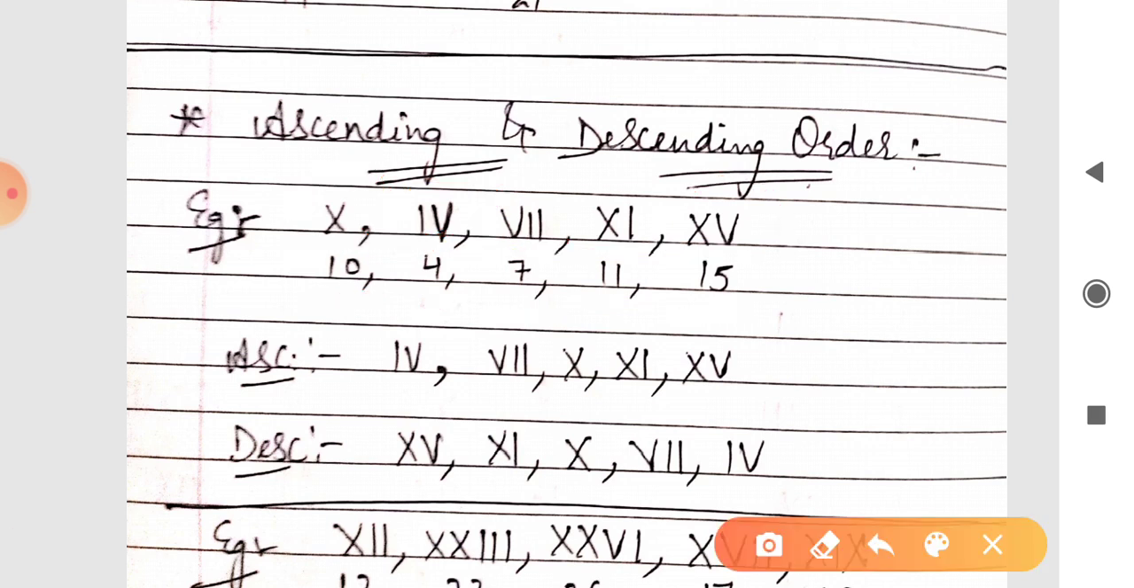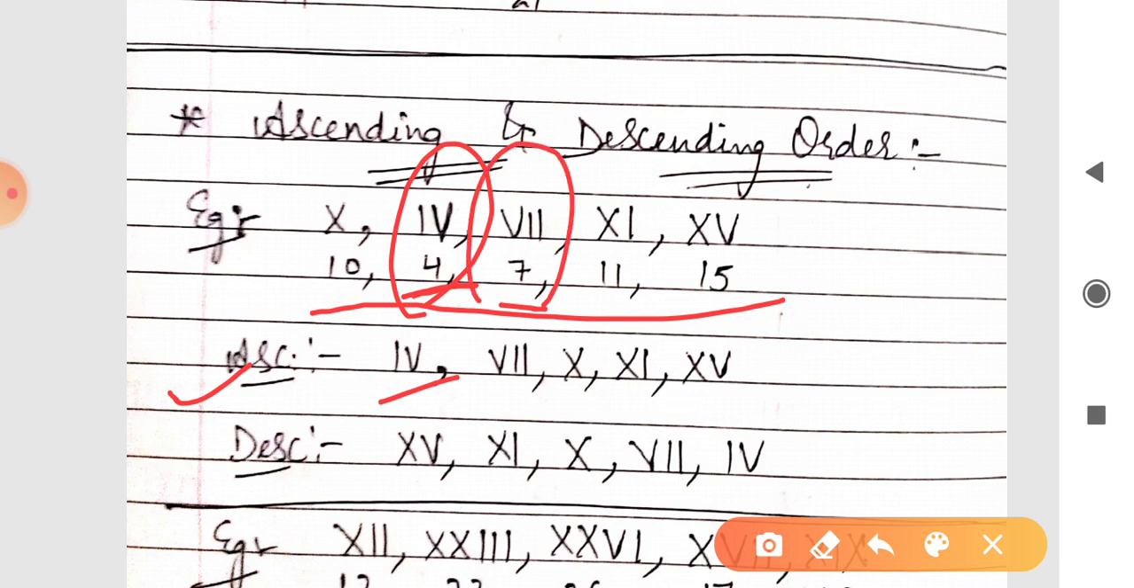Now you will arrange these numbers in ascending and descending order. In ascending order, we always arrange numbers from smallest to largest. So the smallest number is 4 and its Roman numeral is IV. So you will write here IV. And then next is 7 and the Roman numeral of 7 is VII. So you will write here VII.